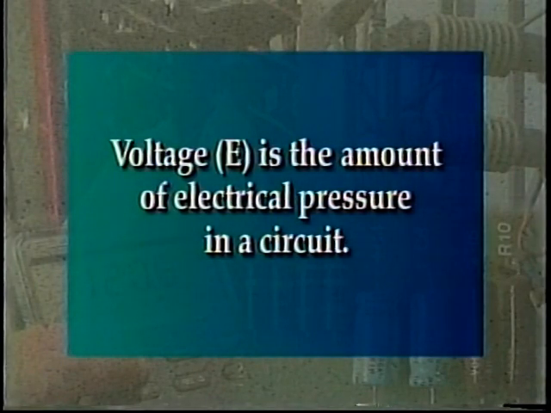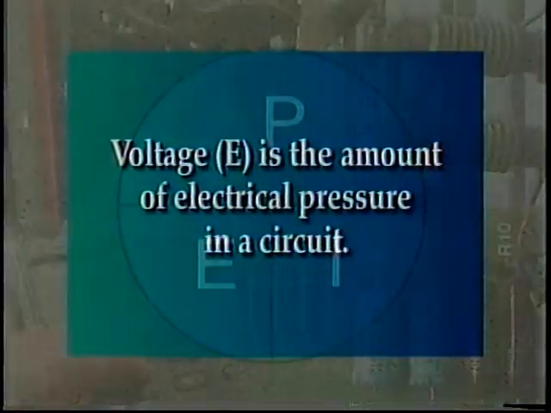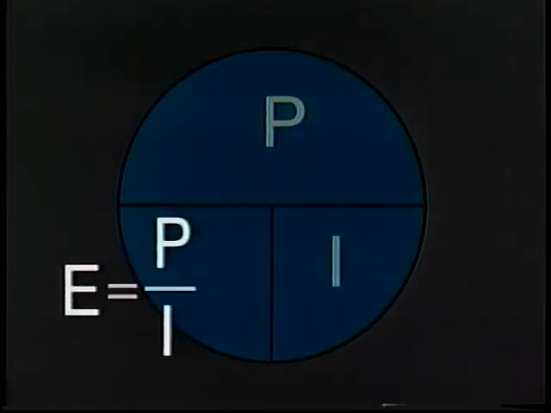Voltage is the amount of electrical pressure in a circuit. Voltage is measured in volts. The power formula states that voltage in a circuit is equal to the power divided by the current. To calculate voltage, apply the formula voltage equals power divided by current.